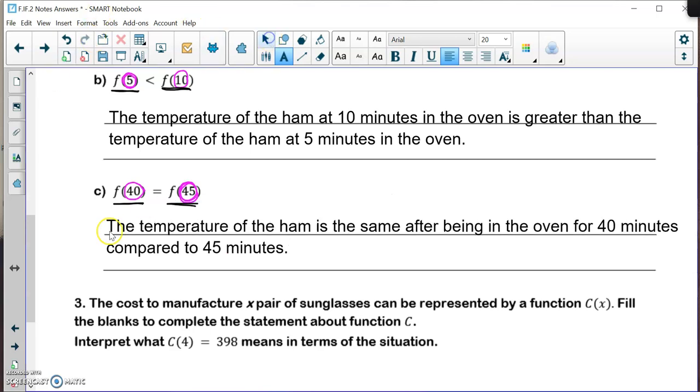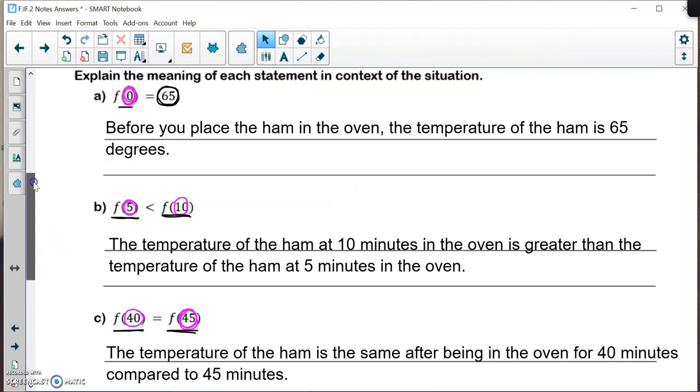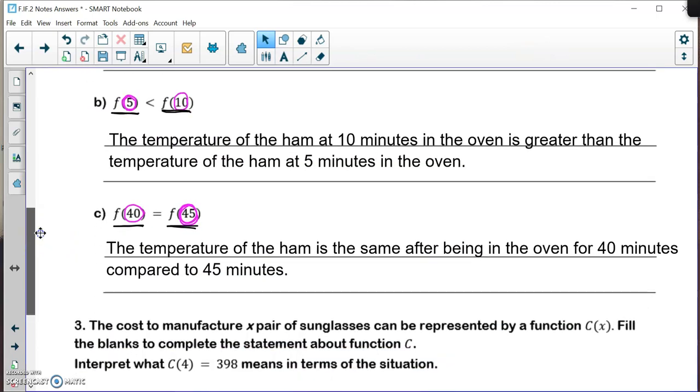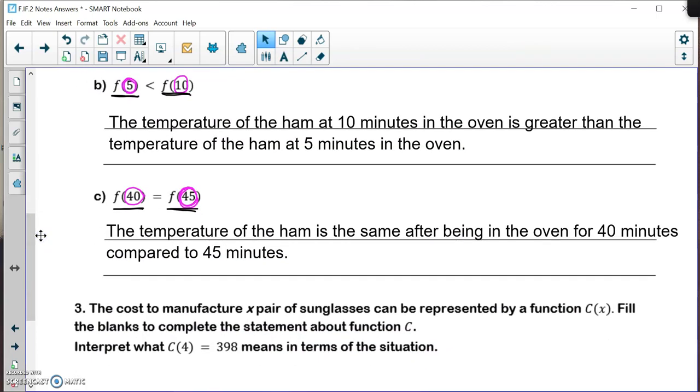Which, if you know something about cooking, the longer a ham is in the oven, the temperature starts to increase a lot more slowly. So at 40 minutes and 45 minutes, the temperature of the ham could possibly be the same, because when you get to these higher time frames, the temperature of your meat or your ham is going to start increasing a lot slower.